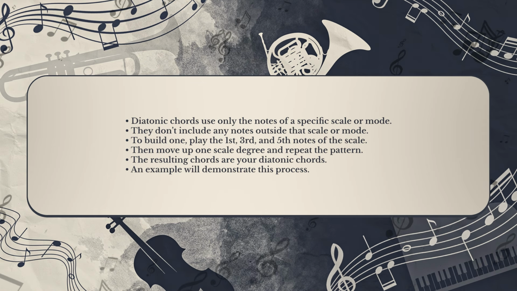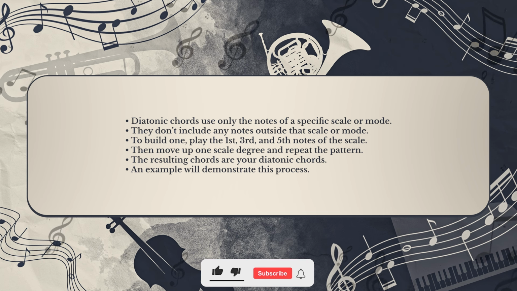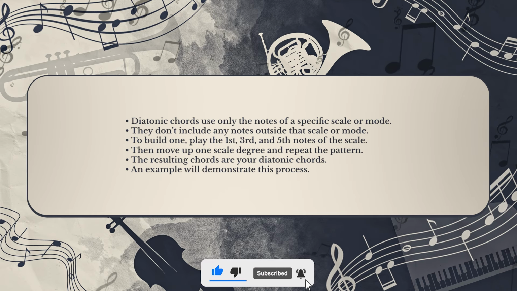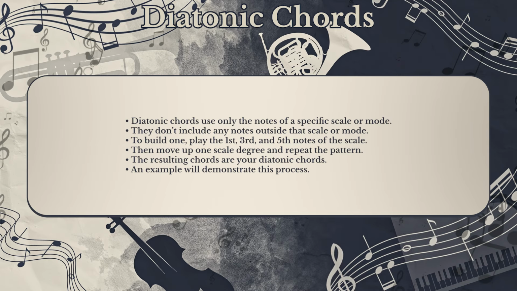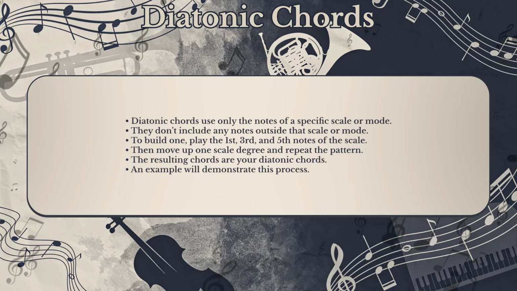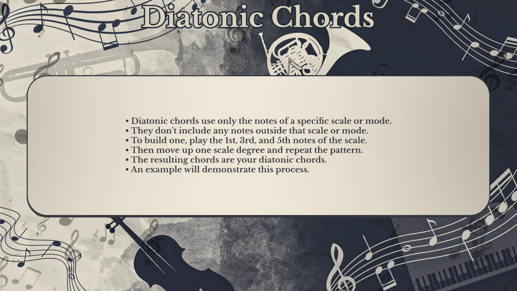Diatonic chords are built from the notes within a specific scale or mode. They only contain notes from that scale or mode. It's very easy to build diatonic chords. Play the first, third, and fifth notes of the scale or mode, then move up degree by degree, and that's it. Those are your diatonic chords. I'll show you an example.